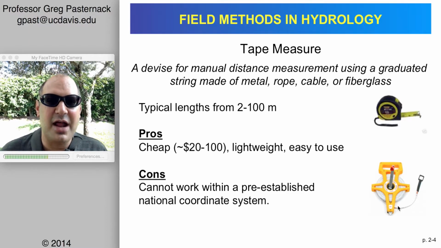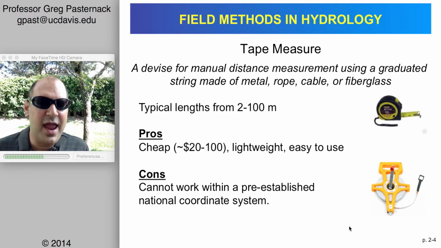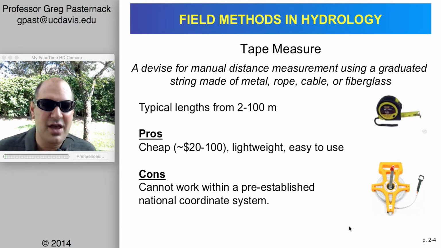All of us learn how to measure things in elementary school. On the other hand, it can't handle turns. It cannot really work within a pre-established national coordinate system because you have no way to ensure that you're moving right along a one-dimensional axis. So it's really a one-dimensional measurement tool, and so it has some limitations there.